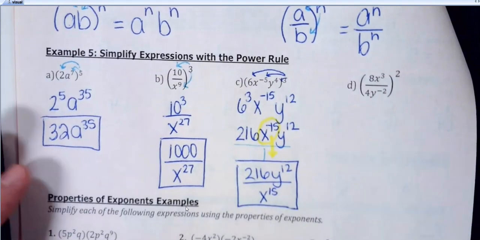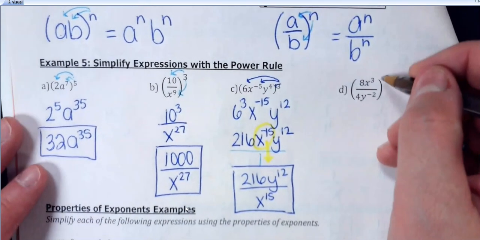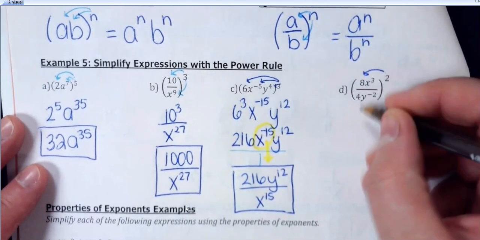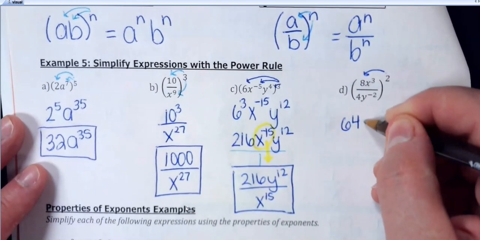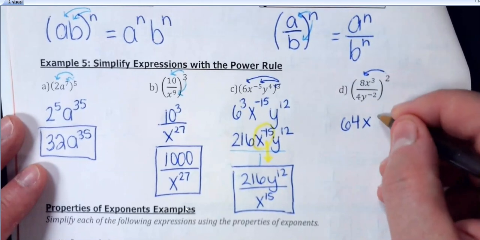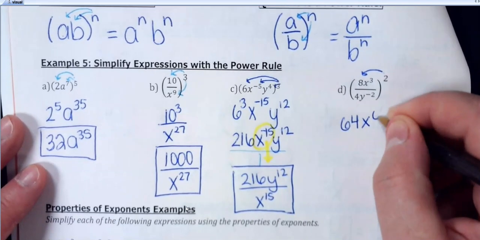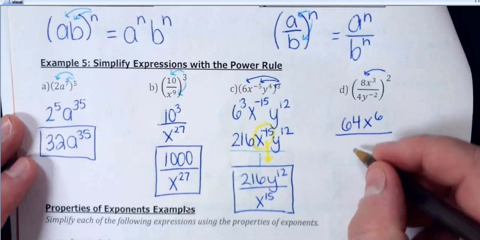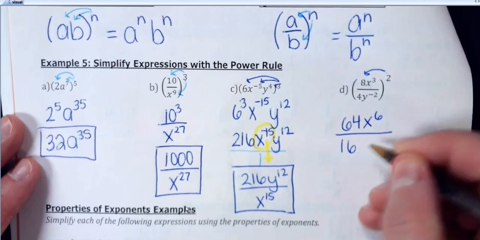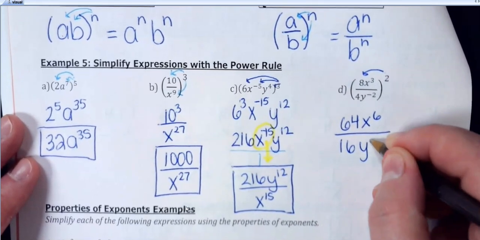8 squared is 64. We could do that too. We can just go ahead. So this would be 64. What would you have for your exponent on your x? Sweet. All right. What would you have on the bottom? 16. Perfect. Okay.